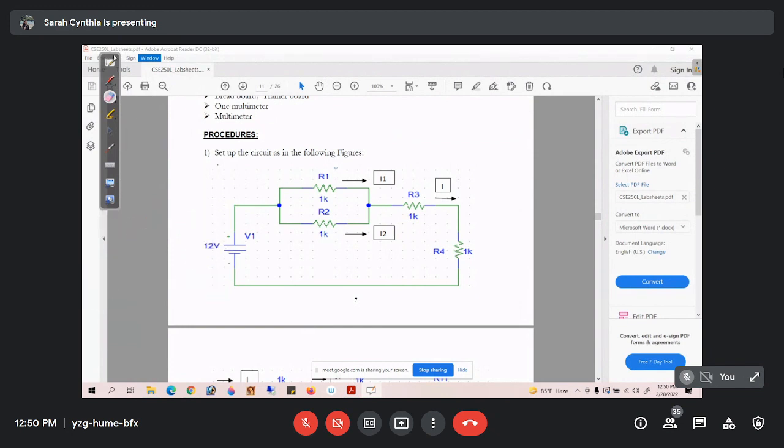Please let us have a look at this lab sheet. What do we need to solve from this circuit? We have to solve I1, that is the current flowing through R1. We have to solve I2, the current flowing through R2, and we also have to find I, that is the combined current of I1 and I2.